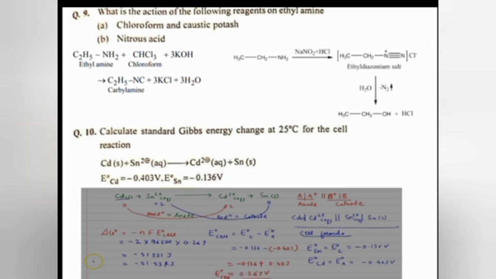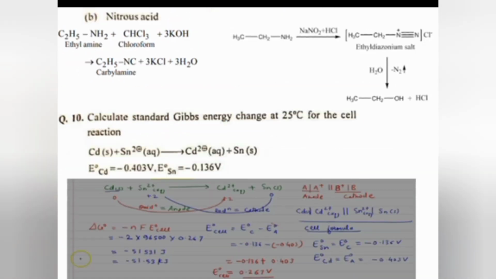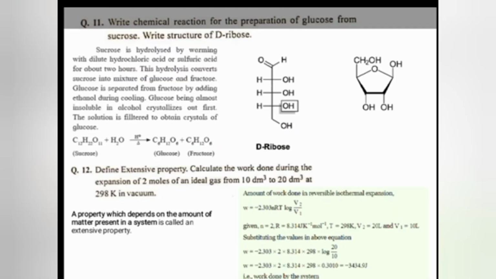One more, Gibbs free energy they are asking in the numerical. The Gibbs free energy is minus 51.53 kilojoule. Write the chemical reactions for the preparation of glucose from sucrose. Sucrose on hydrolysis in acidic medium gives glucose and fructose. One more question attached with this one: write the structure of D-ribose. The D-ribose structure is in the open chain form or in the normal form.